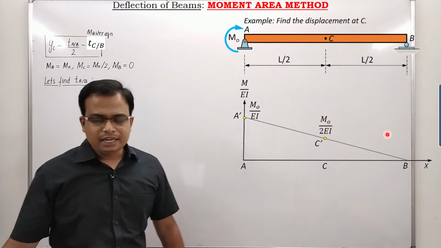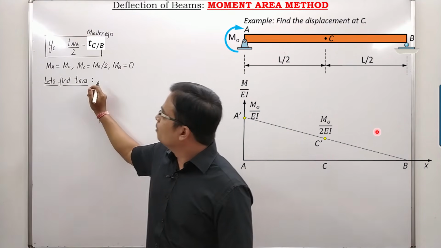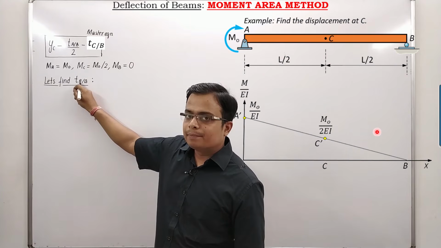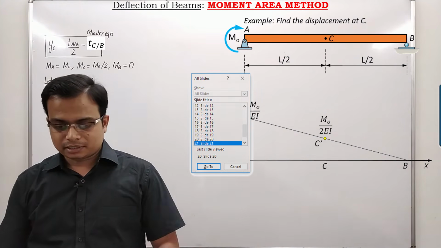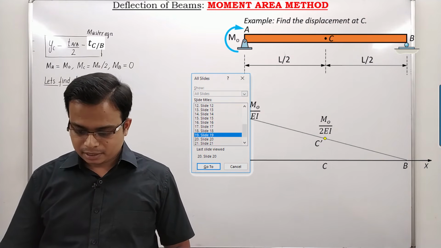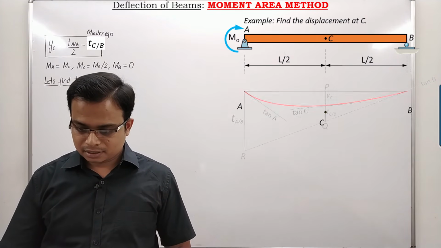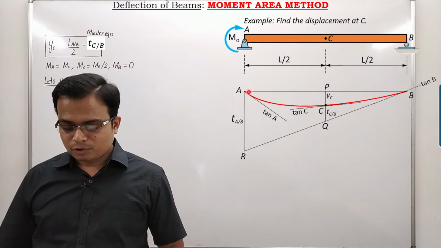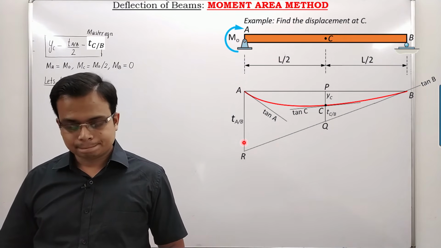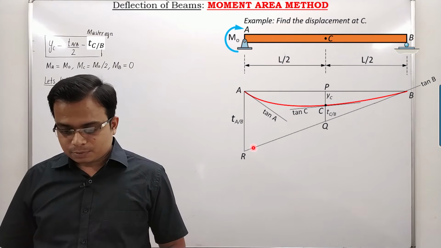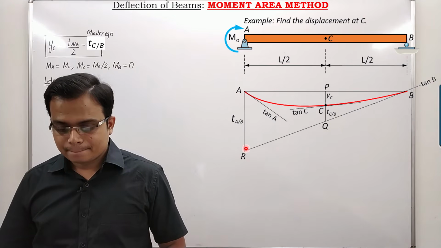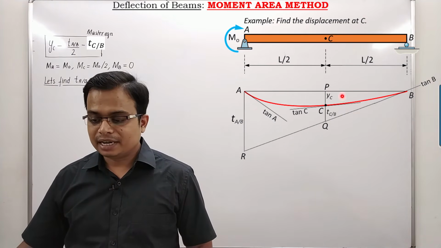Just watch. TAB, how do you read this? TAB is the vertical displacement of the tangent at A with respect to the tangent at B, right? Let me get back to that elastic curve. This is slide 21. That was 19, I guess. We want to find this vertical displacement. Fair enough. This vertical displacement can only be calculated by taking the moment of the area between A and B.